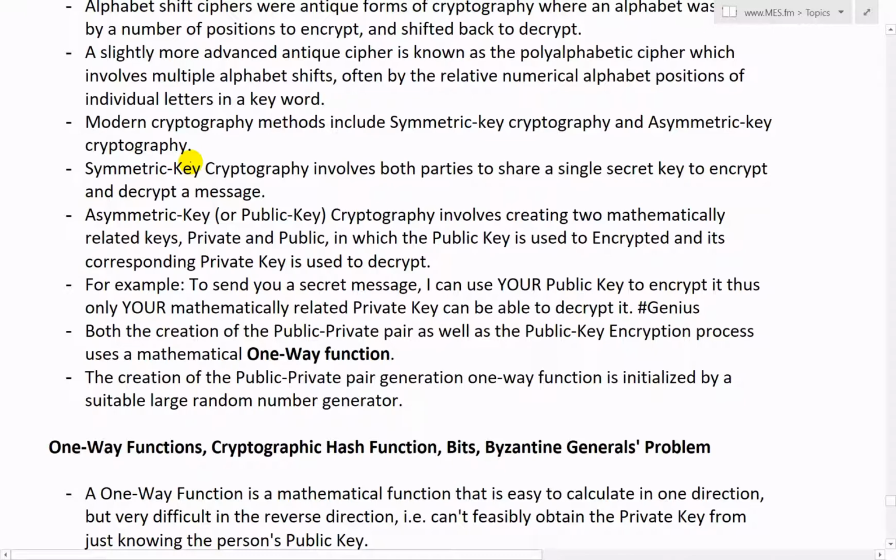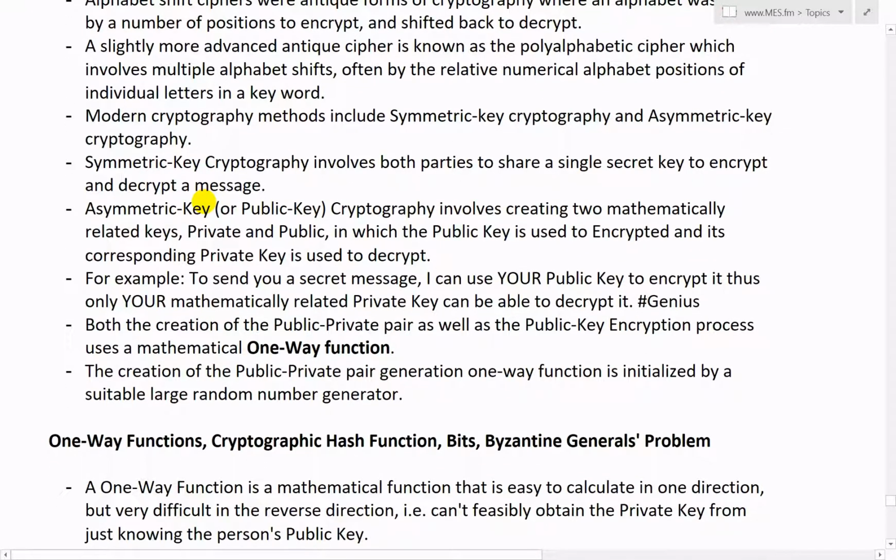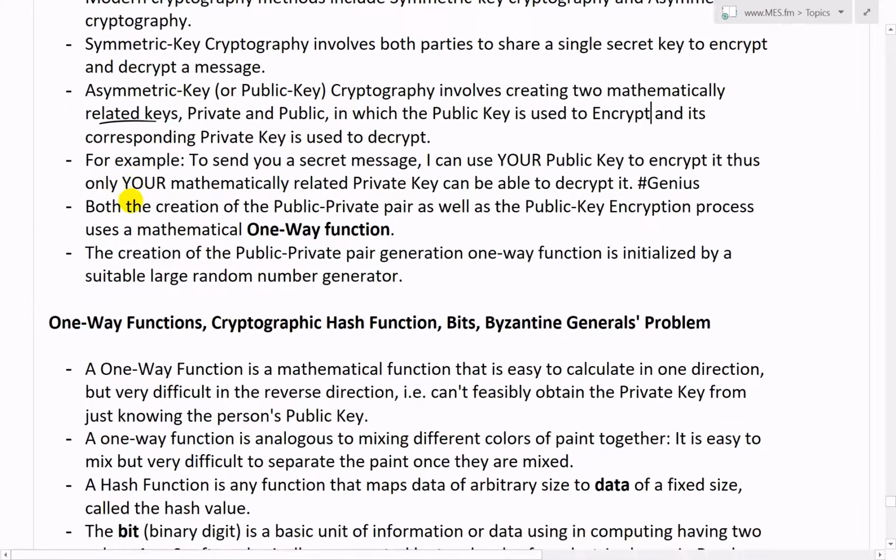Symmetric key cryptography involves both parties sharing a single secret to encrypt and decrypt a message. Asymmetric key, or public key, I believe public key is more common, but I just put it there because it lines up better with the asymmetric headline. Asymmetric cryptography involves creating two mathematically related keys, private and public, in which the public key is used to encrypt, and its corresponding private key is used to decrypt. For example, to send you a secret message, I can use your public key to encrypt it. Thus, only your mathematically related private key will be able to decrypt it.